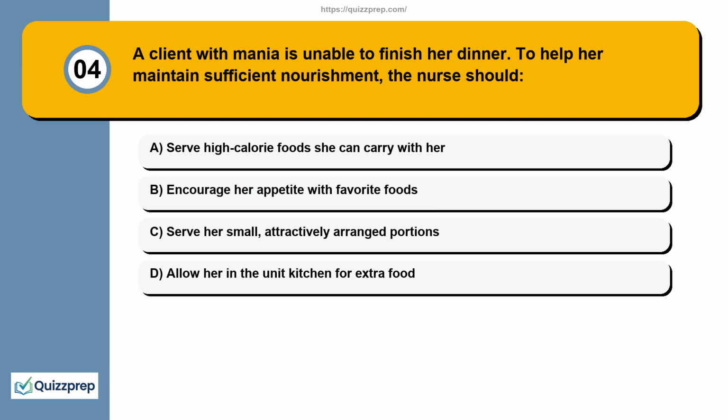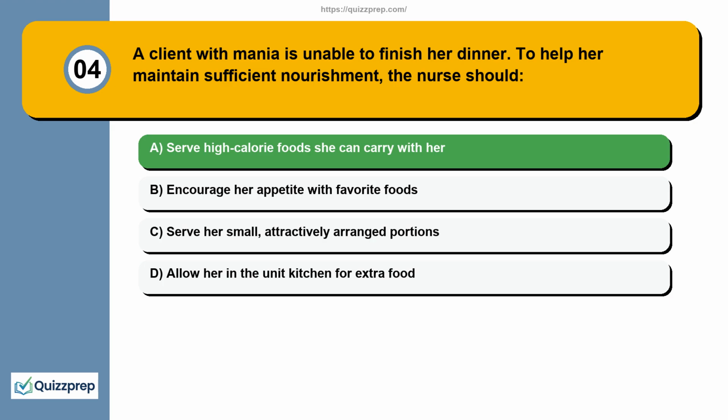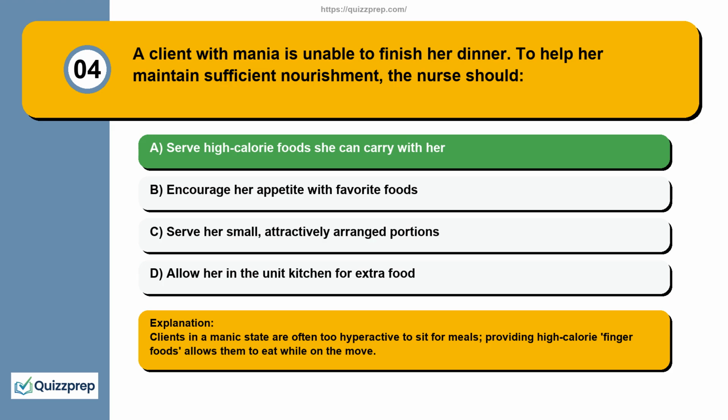Question 4. A client with mania is unable to finish her dinner. To help her maintain sufficient nourishment, the nurse should serve high-calorie food she can carry with her, encourage her appetite with favorite foods, serve her small, attractively arranged portions, allow her in the unit kitchen for extra food. Clients in a manic state are often too hyperactive to sit for meals. Providing high-calorie finger foods allows them to eat while on the move.